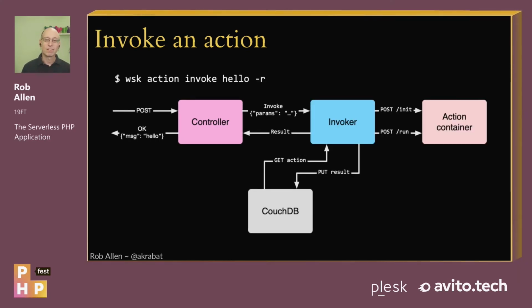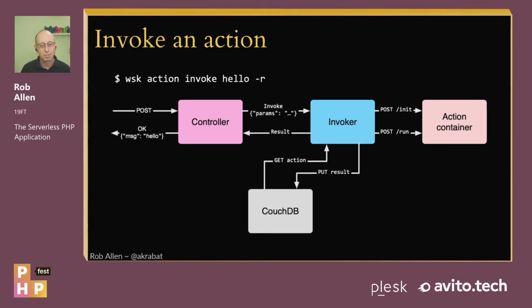When we invoke it, that's when we find this out. So in invocation, we do another post to the controller. That sends via the queue a request to the invoker. The invoker gets the data from the database. And what it does is it puts your source code into the action container on the init request.